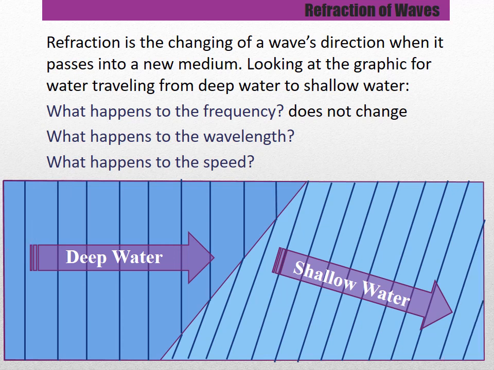If I look at the wavelength, I can see that the waves have gotten shorter by looking at the graphic. So wavelength has decreased. If the frequency does not change, but wavelength has decreased, and since v equals wavelength multiplied by frequency, that means the speed must also decrease.